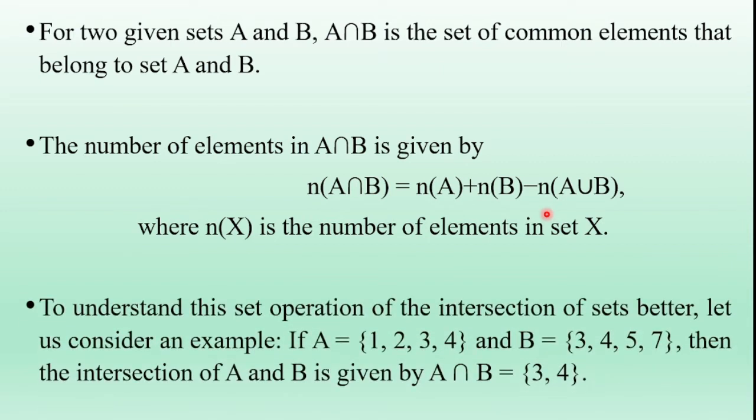To understand the set operation of intersection, let us consider an example. The set A is 1, 2, 3, 4, and the set B is 3, 4, 5, 7. Then the intersection of A and B is given by, from the definition, the set containing all the elements that are common to both the sets. The common elements of set A and set B are 3 and 4. So the intersection of A and B is {3, 4}. This is the example of the intersection of sets.